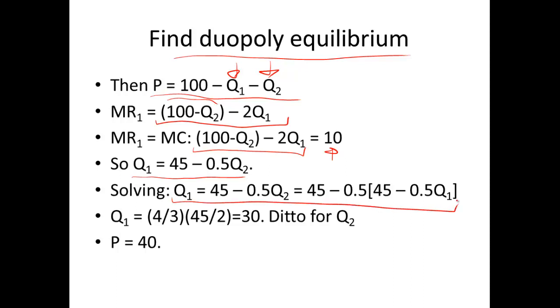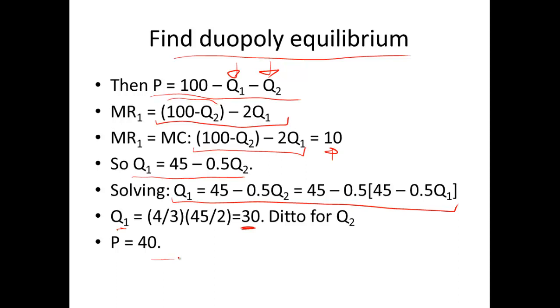We can solve it, and we find that Q1 equals 30. And this problem's symmetric, so the same is true for Q2. And just stepping back for a second, what are we doing here? We're finding the Nash equilibrium, or the Nash and Cournot equilibrium, for the simultaneous move homogeneous products game. In any event, though, if Q1 is 30 and Q2 is 30, then overall Q is 60 and the price is 40.